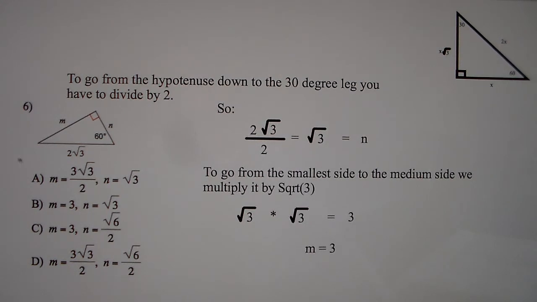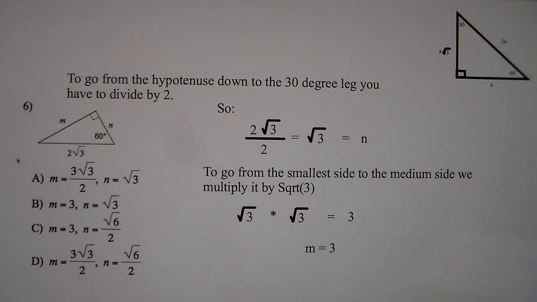So you have a hypotenuse of 2 times radical 3, and you need to find the sides that go with the 30-degree angle and the 60-degree angle. I'm first going to find the small side going from the hypotenuse because it's easier. So you're going to take your hypotenuse and divide it by 2. So 2 radical 3 divided by 2.